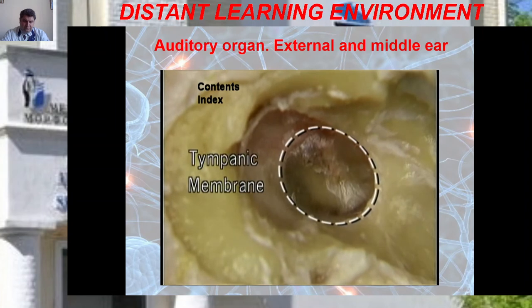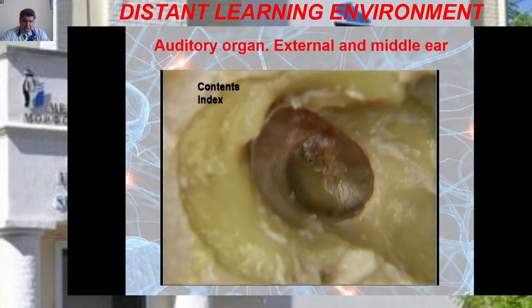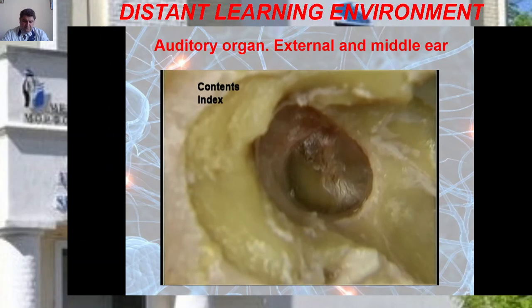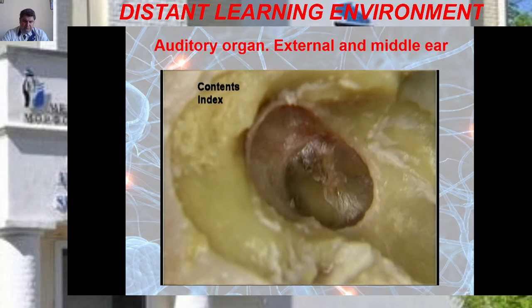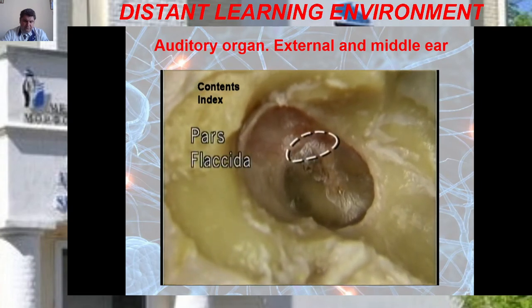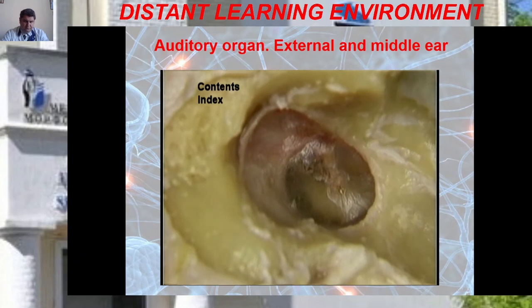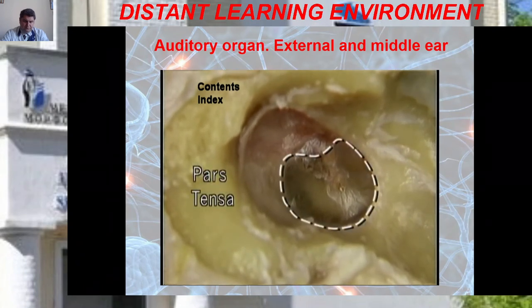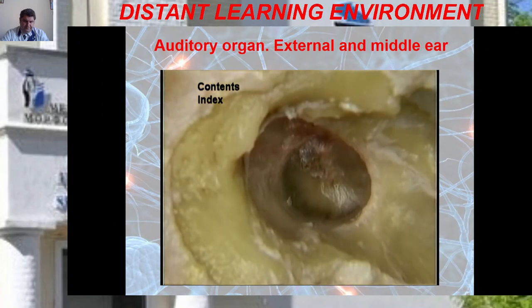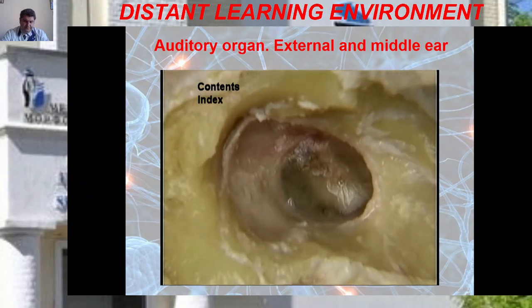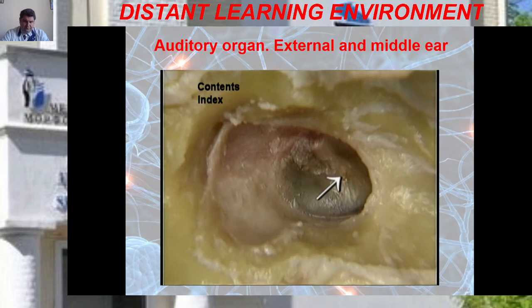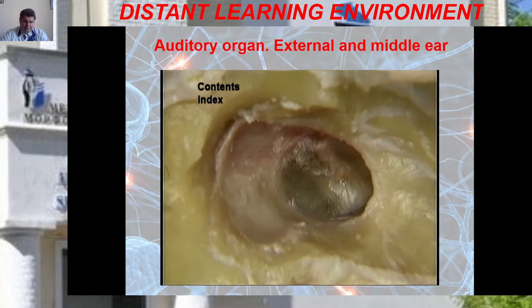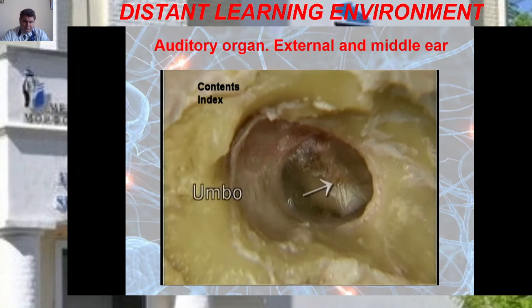This is the tympanic membrane. It separates the external meatus from the middle ear or tympanic cavity. The tympanic membrane is so thin that it's partly transparent. This small upper part of the tympanic membrane, the pars flaccida, is slack. This much larger part below, the pars tensa, is tense. The tense part of the tympanic membrane has the shape of a shallow cone. It's drawn inwards by its attachment to the handle of the malleus, which we can just see here. The apex of the cone, where the tip of the malleus is attached, is called the umbo.